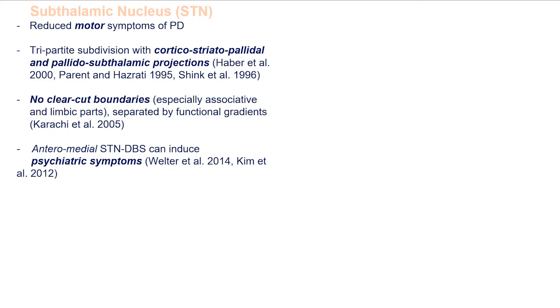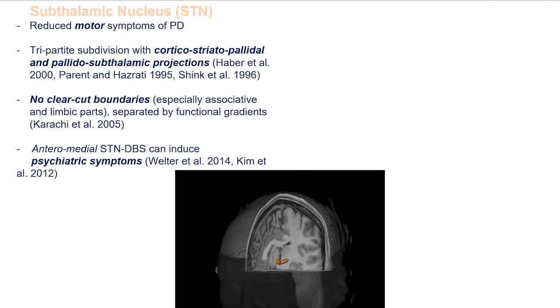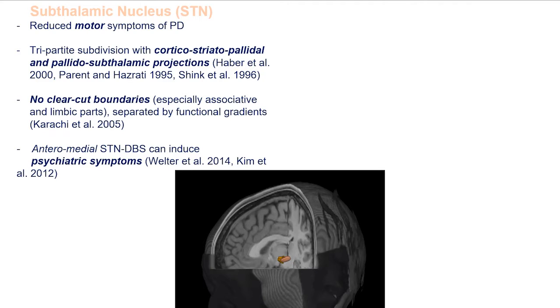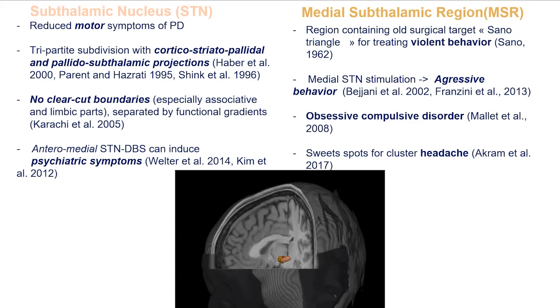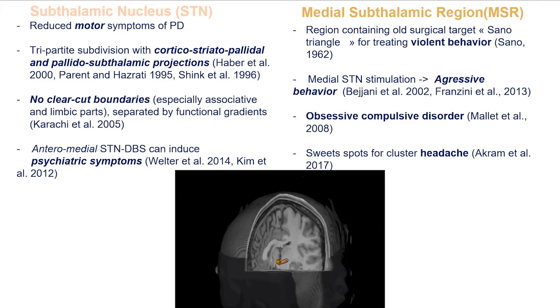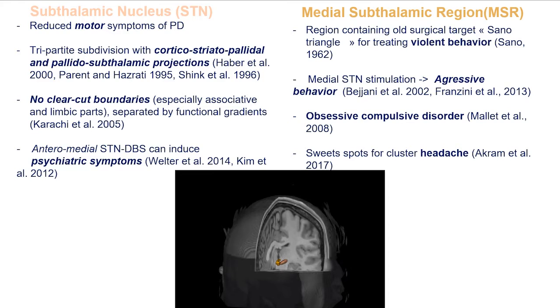And we already have some three-part subdivisions regarding the direct and indirect pathways without any clear-cut boundaries. We also know that with the anteromedial axis of STN-DBS we would have some psychiatric symptoms, and that's why we also investigated another surgical target, located on the anteromedial part of the STN, that we call medial subthalamic region, which has been used as a target for non-motor symptoms.